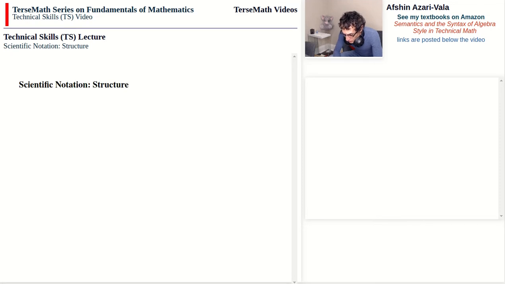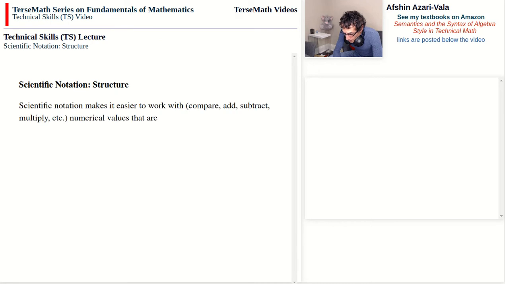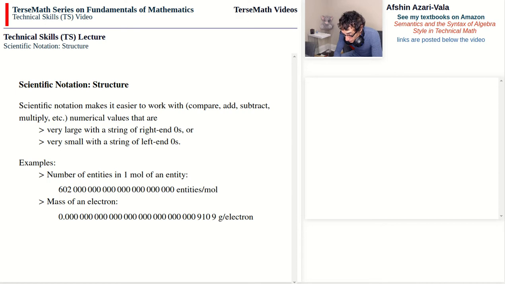As far as the use of scientific notation goes, scientific notation makes it easier to work with, and by that I mean compare, add, subtract, multiply, and so on, numerical values that are either very large with a string of zeros on the right end of them, or very small with a string of zeros on the left end of them. So as an example of that, I have one example of each.